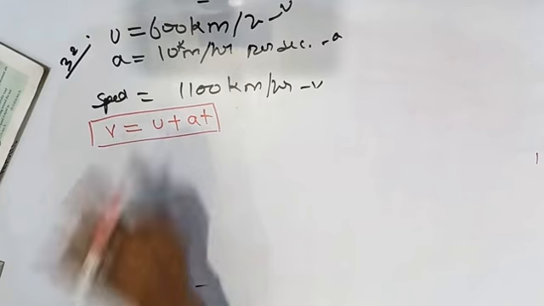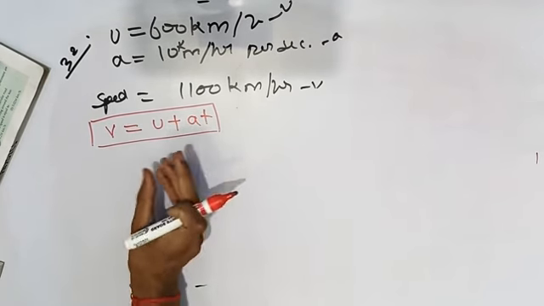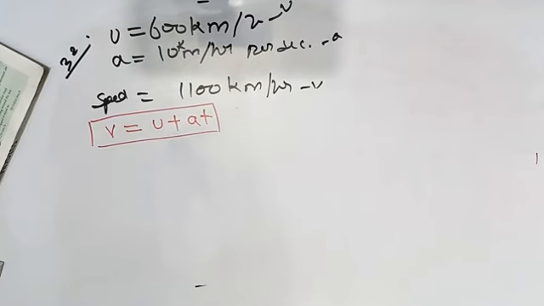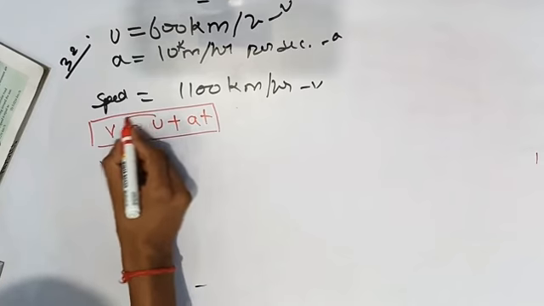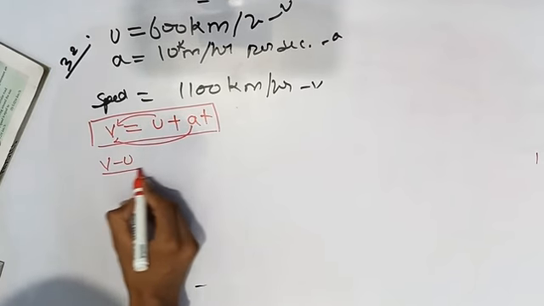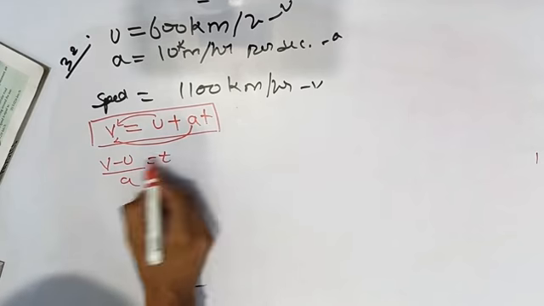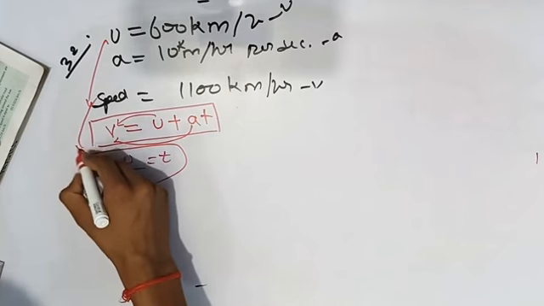This is the first equation of motion. So we cannot solve directly from this because here t is to be found. So we will change it a little bit. We will manipulate it. So what we'll do? This u will come this side, then we will do minus, and this a will come down, so it will come as v minus u upon a equals to t. So this formula we will get, and we will put these values in this formula, and we will get the answer.